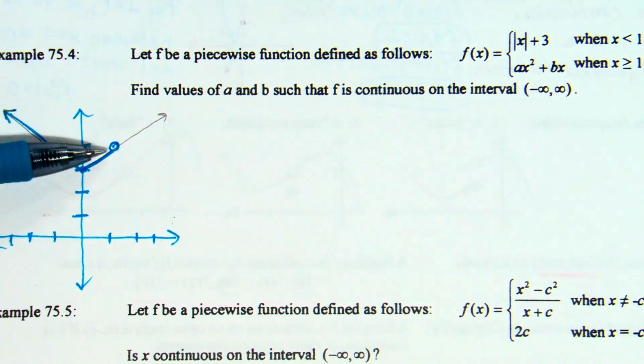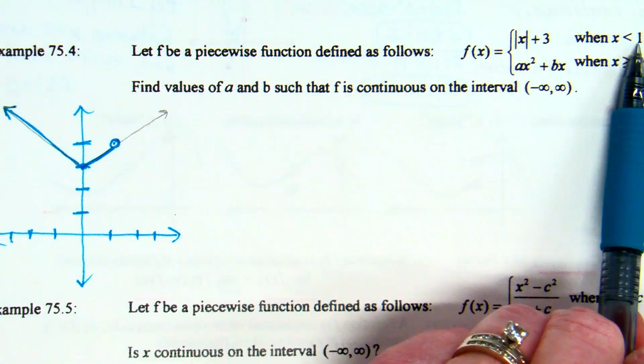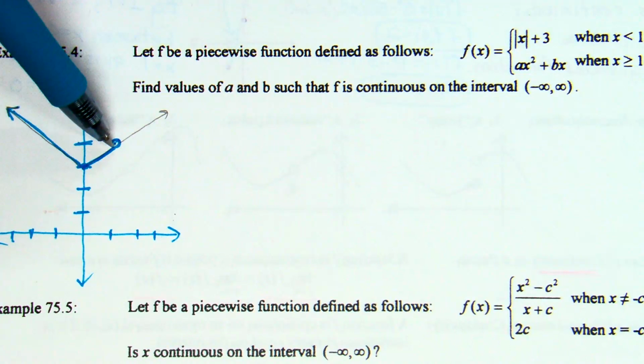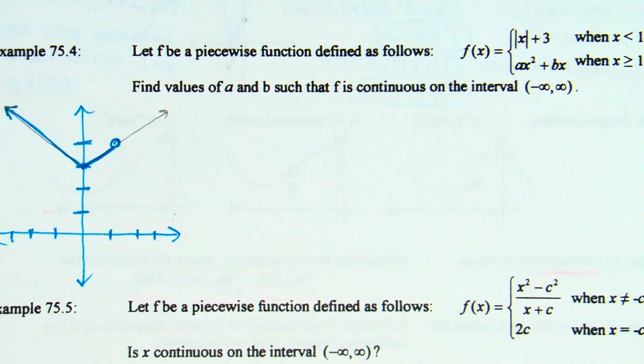Can you guys tell I put an open circle here? Why? Okay, it says when x is less than 1. So my absolute value v is going to go all the way up to like 0.9999999, but officially we don't know what the value is at 1. Does that make sense? That's because it just said when x is less than 1. So basically this piece of the v doesn't really exist now, right?